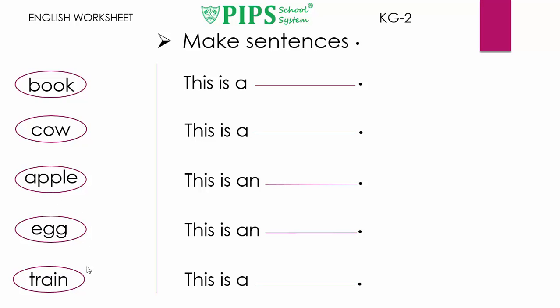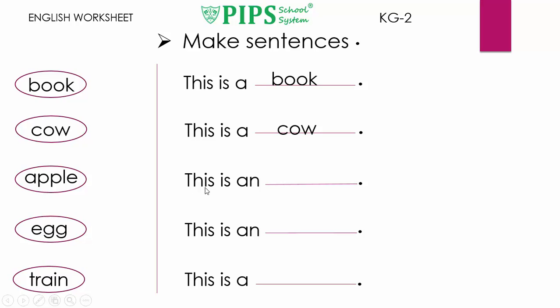Okay students, let's start. The first sentence is: this is a dash. We will write here book. So the sentence is: this is a book. The next sentence is: this is a dash. We will write here cow. So the sentence is: this is a cow.